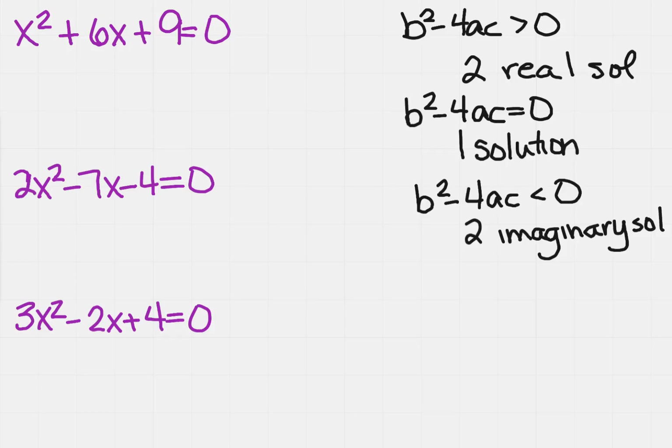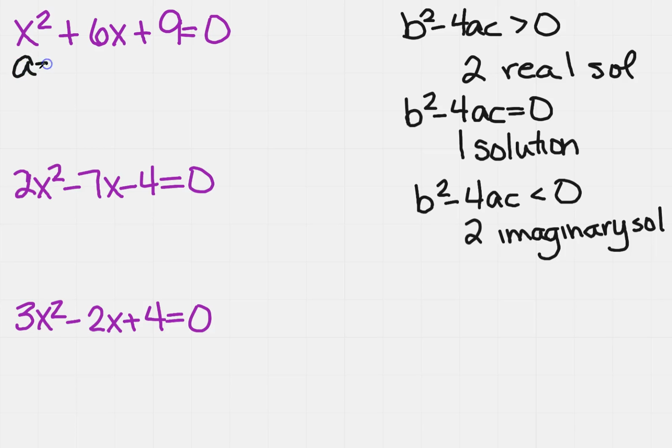What we want to do is find out what kind of solutions we're going to have. In order to do that, we're going to use the discriminant. And what is the discriminant? It is b squared minus 4ac. So the first thing that we need to do for each one of these examples is find out what is a, what is b, and what is c.